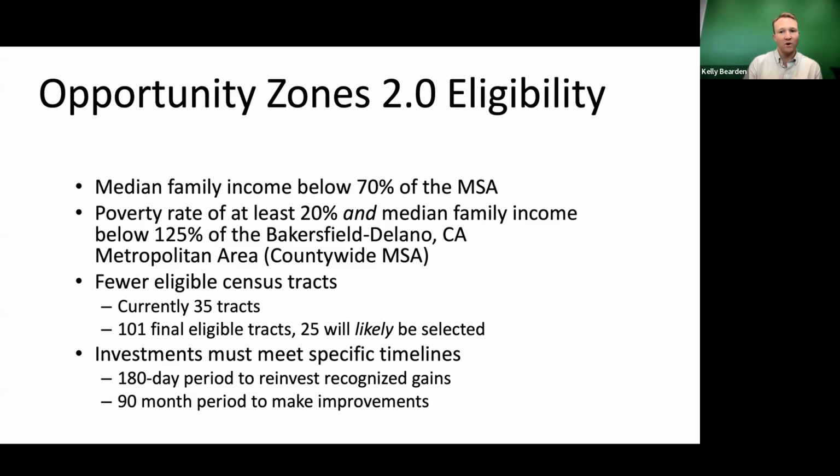Currently, under Opportunity Zones 1.0, the county has 35 tracts. Earlier, I mentioned we have 101 eligible tracts, and 25 will likely be selected. Between Opportunity Zones 1.0 and 2.0, they tightened the restrictions on eligibility. That median family income used to be 80%. And so we are looking at regions that have lower incomes for Opportunity Zones 2.0, and that's where investments will be targeted. And then again, investments must meet specific timelines: 180-day period to reinvest those recognized capital gains, and a 30-month period to make substantial improvements. In rural zones, 50%, in urban zones, 100% of the base value.